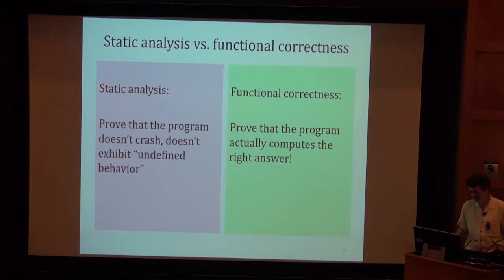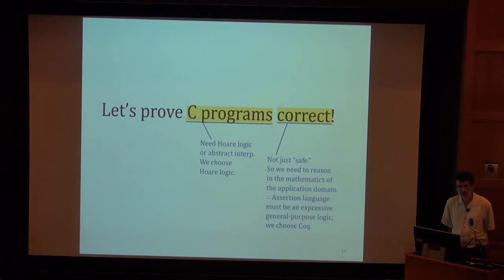So even a sound static analysis will prove that the program doesn't crash, but we would like to prove that the program is correct, that it delivers the kind of result that it claims. So we want to prove that the program computes the right answer. And that will involve reasoning sometimes in the mathematics of the application domain. So therefore, the assertion language of our Hoare logic should be in an expressive general purpose logic capable of reasoning about the mathematics of any application domain. And for that reason, we choose Coq. We want to embed the program logic for C in Coq, so its assertion language is basically just Coq.